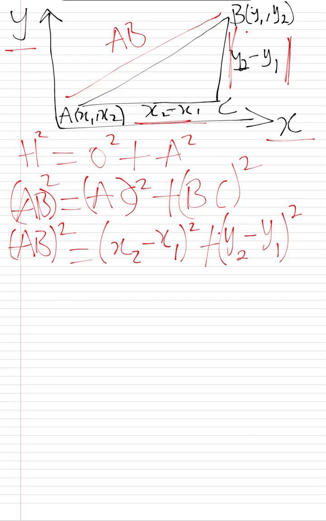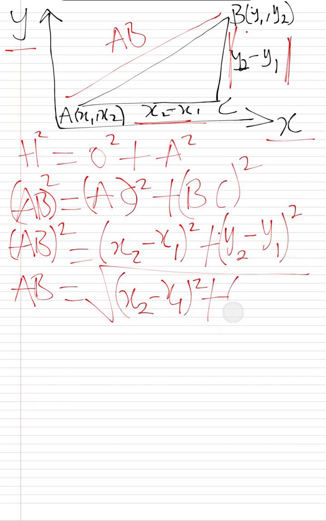So what am I going to do? Make AB the subject of the formula, use square root on both sides. So that means we have the distance AB is equal to the square root of everything we have here. So that's the square root of x2 minus x1 all squared plus y2 minus y1 all squared. So this is the formula we use when we want to find the distance between 2 points.